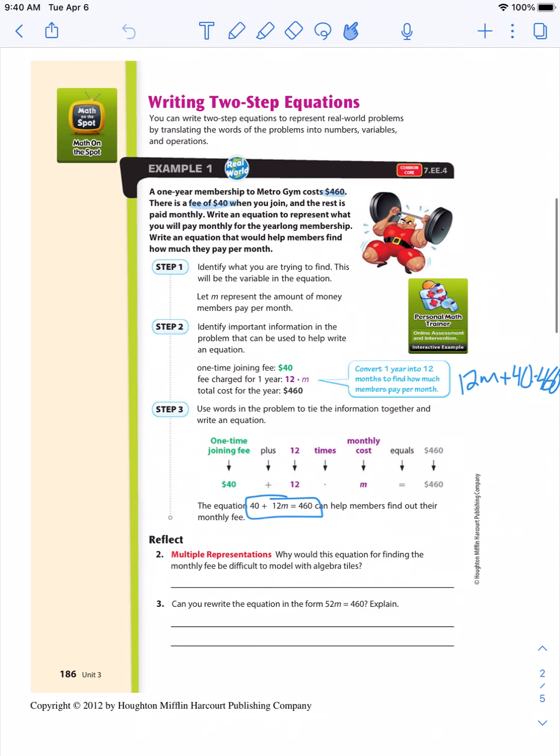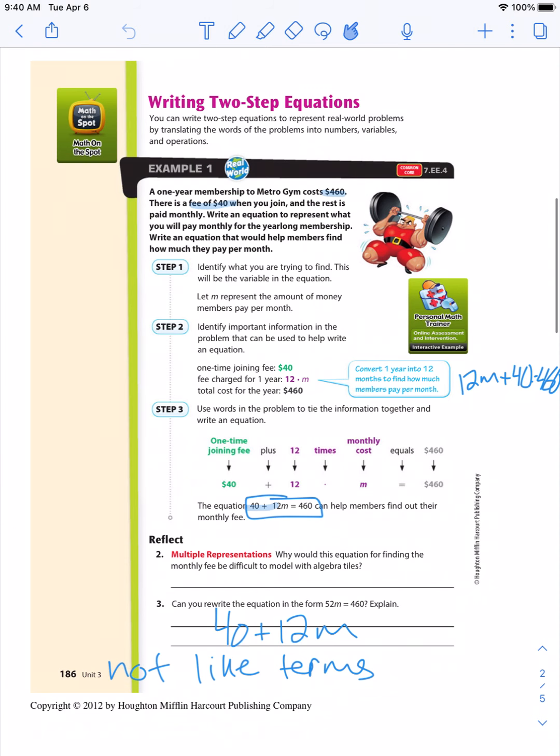Let's think. Where did they get the 52 from? It looks like they're adding 40 and 12, which you just can't do. You can't add 40 and 12m. They aren't like terms. Sorry, those are not like terms, so you can't combine them. If this were 40m plus 12m, you could combine it to get 52m, but because one term has a variable and one doesn't, you can't combine them.